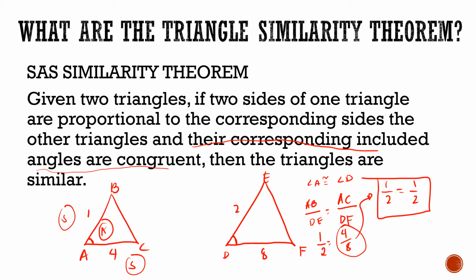Since the two given sides of triangles ABC and DEF are proportional, and their included angles A and D are congruent, therefore the given two triangles are similar by the SAS, or side-angle-side, similarity theorem.